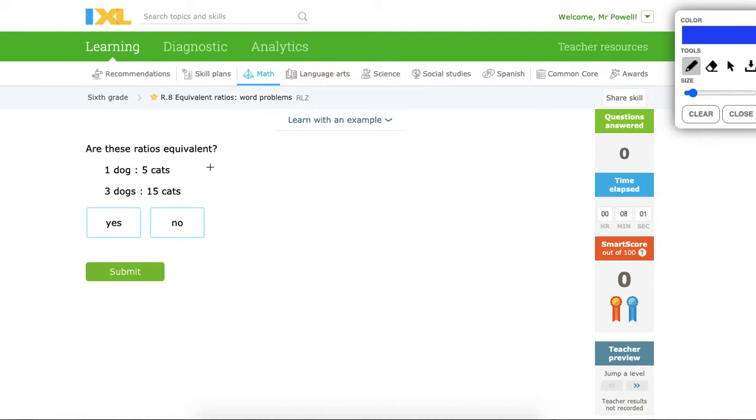Are the ratios equivalent? That's what all these problems are going to be asking us to do, to decide if the ratios they give us are equivalent. The way we're going to look at these is we're just going to write the ratio as a fraction. So we have 1 to 5, and this is dogs and cats, and then they're asking, is that equivalent to this ratio of 3 to 15?